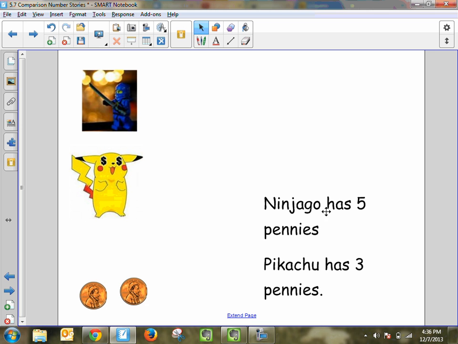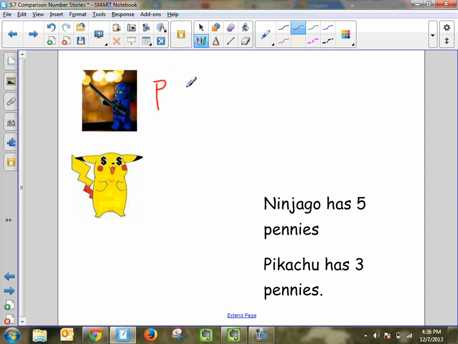So, for example, it says Ninjago has 5 pennies. So let's get rid of these pennies because you're not going to have those on your paper. You're going to have a pencil that you can use. So let's say that Ninjago has 5 pennies. So I'm going to go 1, there's a P for penny, there's 2, 3, 4, and 5. Pikachu has 3, so 1, 2, and 3.